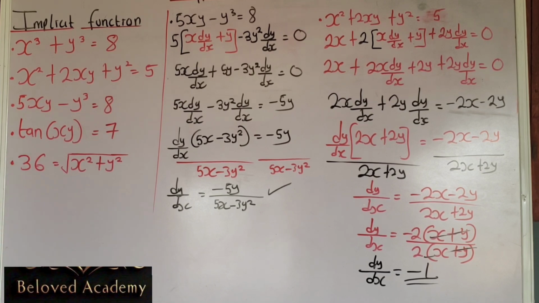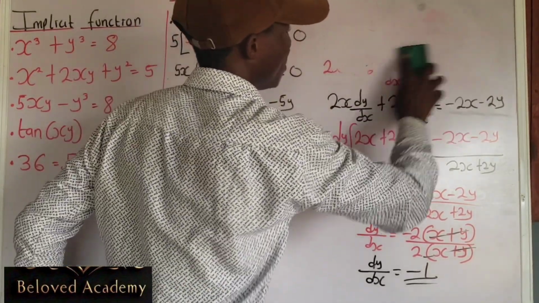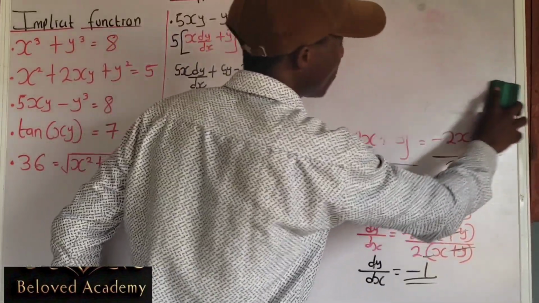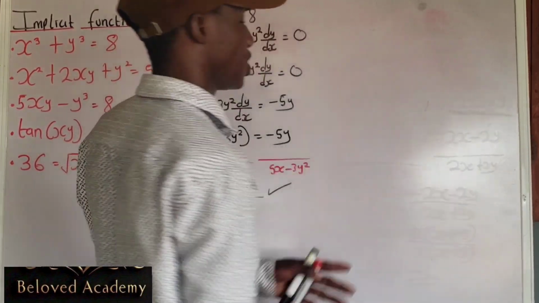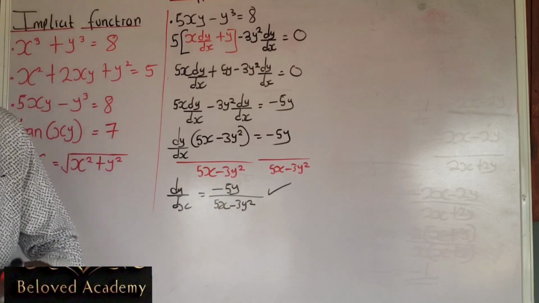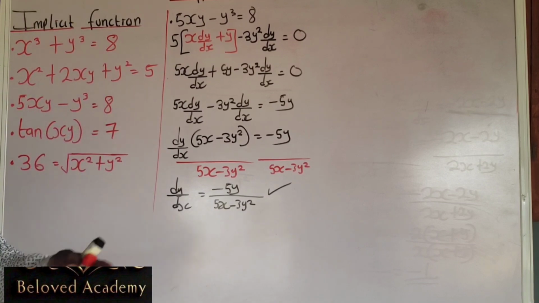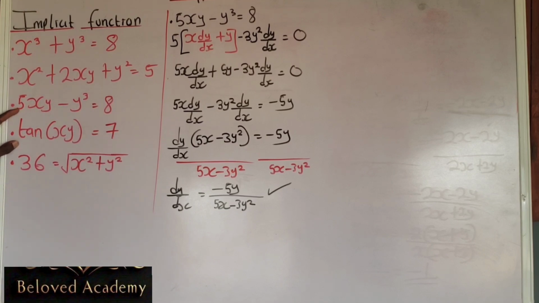the fourth example. We have tan xy equals 7. How do we find the derivative of tan xy equals 7? Just pay attention, it's simple. Now, we've done various rules in our previous class. We have done chain rule, we've done quotient rule, we've done product rule, we've done logarithmic differentiation, and other rules like that. But now listen, what we're going to use here is the combination of product rule and chain rule.